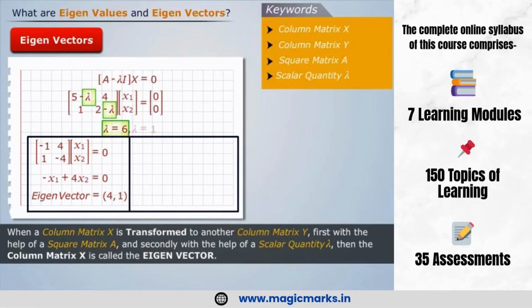Similarly, substituting the value of lambda as 1 in this equation, we get, from this matrix equation, we get only one independent equation, which is, simplifying this equation, we get the values of x1 and x2 as 1 and -1 respectively. Thus, here, the value of the eigenvector x will be 1, -1.